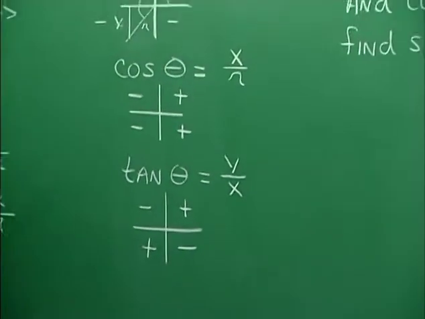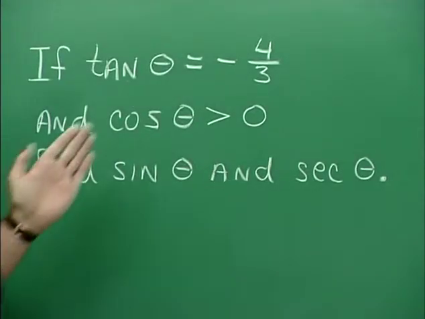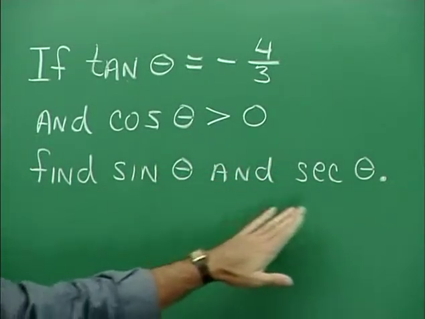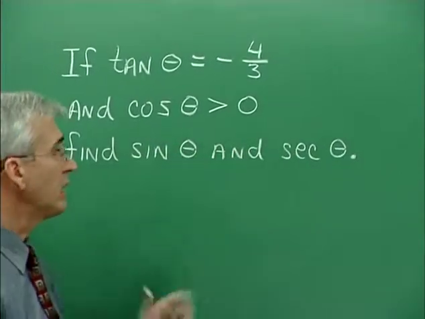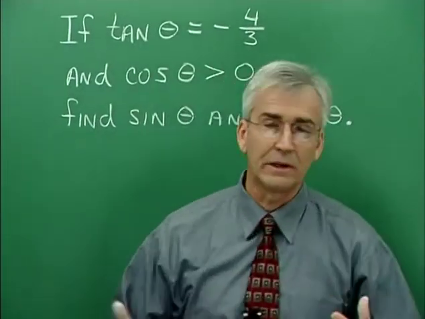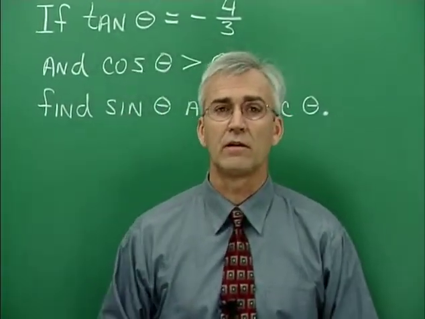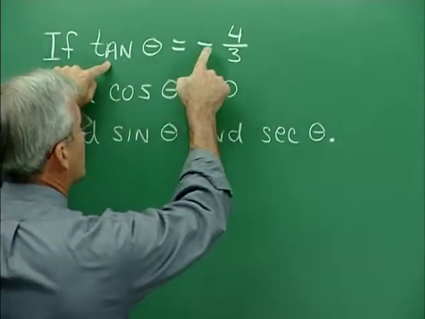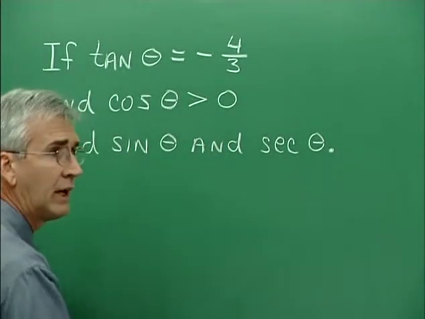Now, we use this information like this. Suppose we know that tangent theta is negative 4/3 and cosine theta is positive. We'd like to find sine theta and secant theta. To find them, we need to be looking at ratios, and therefore at lengths of sides, so we need to structure a triangle somewhere. We may know already that because the tangent of theta is negative, we're situated in one of two quadrants, but which quadrant are we located in?